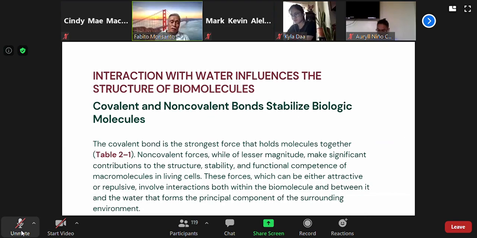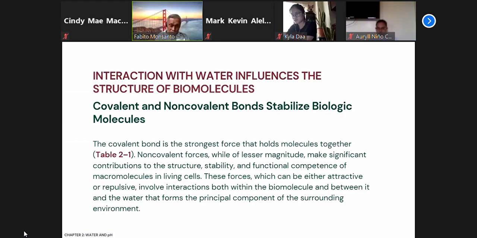Interaction with water influences the structure of biomolecules. Now we have covalent and non-covalent bonds, which stabilize your biologic molecules. The hydrogen bond that you have seen is a non-covalent bond. Non-covalent bonds are weak bonds and can be easily broken, while your covalent bonds are strong bonds.